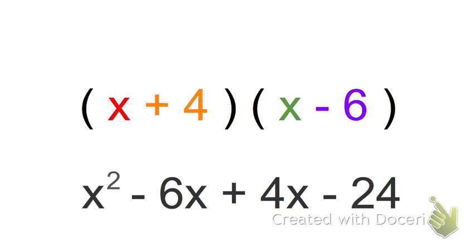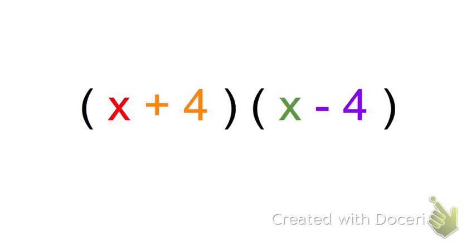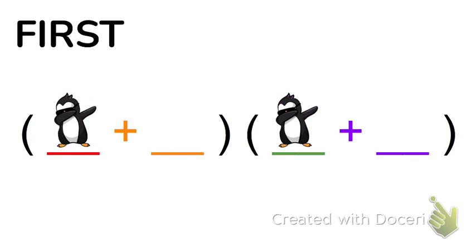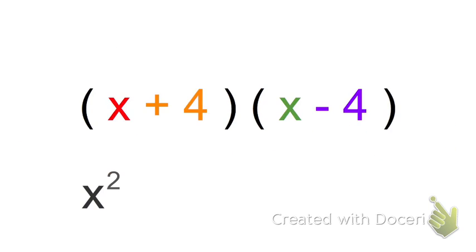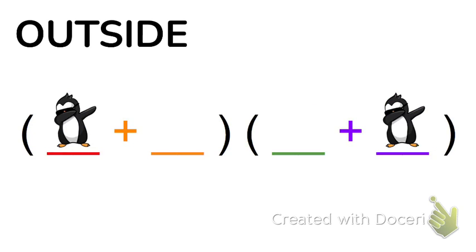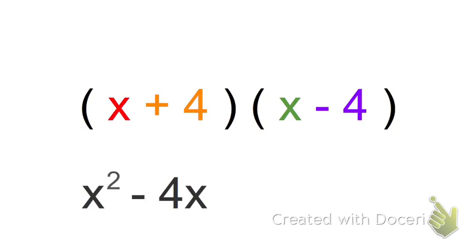Now let's do another one. This one, notice that you have the same numbers in each set of parentheses. They both have an x and a 4, but one is a plus and one is a minus. So let's see what happens. FOIL: first, outside, inside, last. The first terms would be x times x is x squared. The outside terms, x times negative 4 is negative 4x.